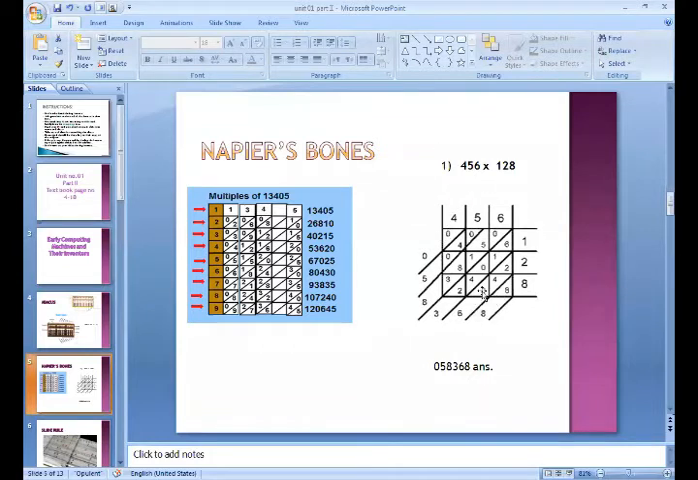4 8s are 32. 2 is a unit and 3 is a 10. Okay. We have to add the value and the cross. You see in the cross, you have to multiply it along the line.